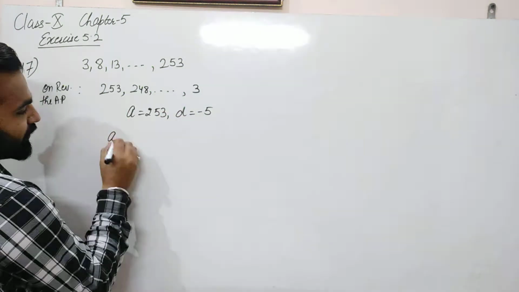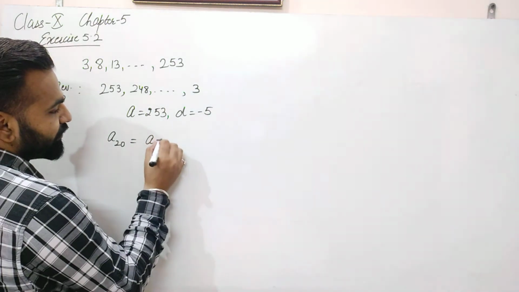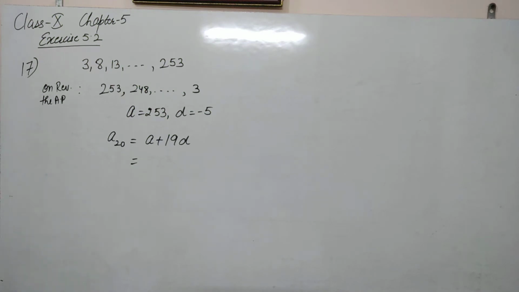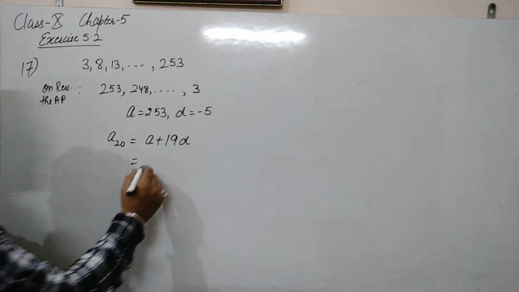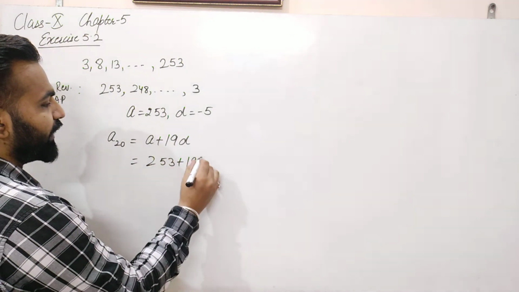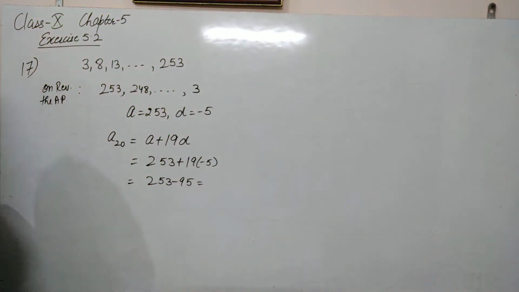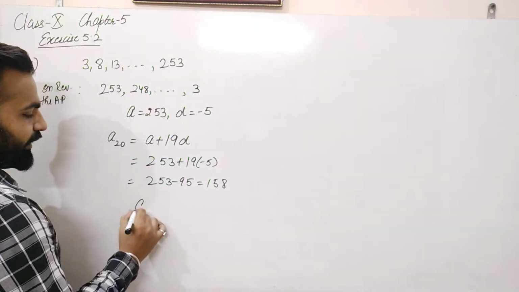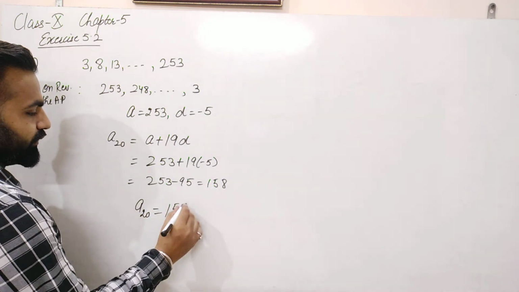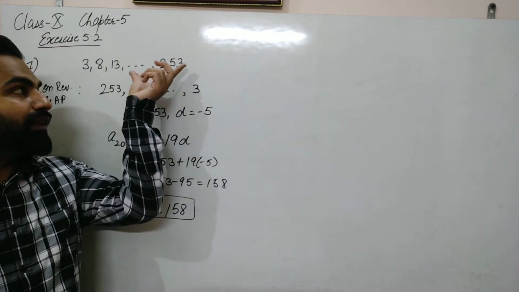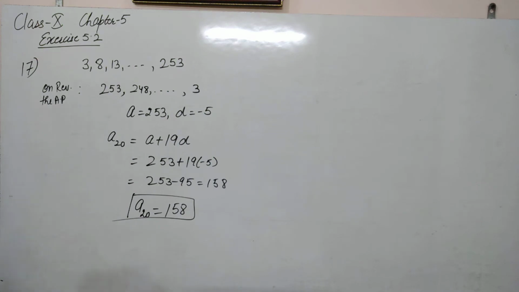So in the simple way, A20 is equal to A plus 19D. Put the value of A, put the value of D, so we will get our answer. So this will become 253 plus 19 into minus 5, 253 minus 95. So the answer will be equal to 158. So A20 is equal to 158. This is the 20th term from the starting in this reversed AP, and from the last in the AP which was given in the question.